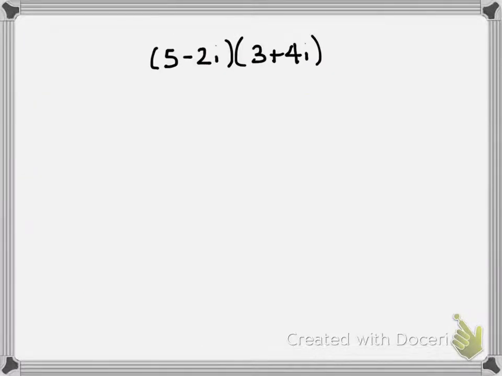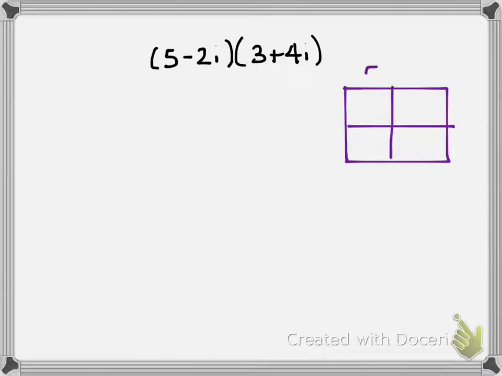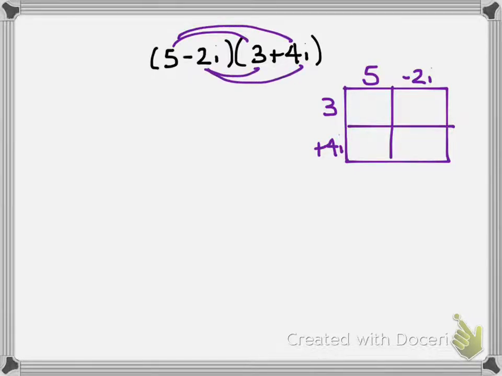When you're multiplying, some of you have chosen to do this with a Punnett square. You have your 5 minus 2i, and you have your 3 plus 4i. Some of you have chosen to show your distribution. However you have chosen to do this problem, we'll work it together. I'm going to choose to do it with a Punnett square. This would be 15. This is a -6i. This is a 20i. And this is a -8i squared.